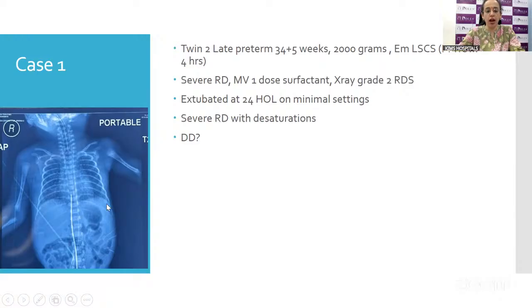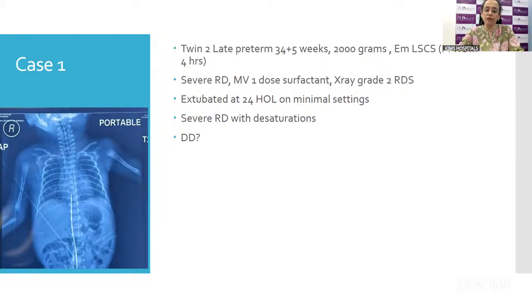And in grade 3 RDS, there will be an increase in the reticulogranularity, which obscures the cardiac borders also. And in grade 4, that will be a complete whiteout of the lungs. So grade 4, we don't generally see nowadays, because the mothers are usually covered with antenatal steroids, and the babies are also started on delivery room CPAP. So we will see either grade 2 or grade 3 in most of the cases.